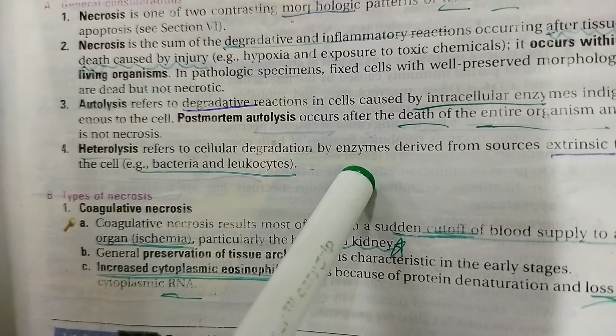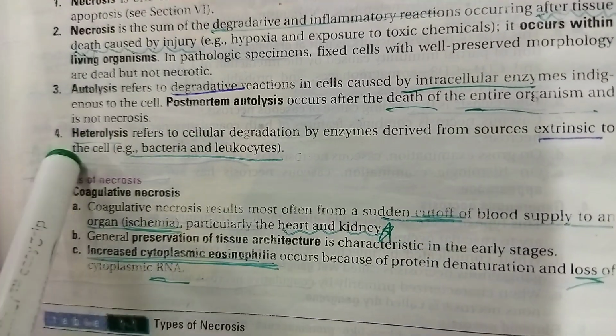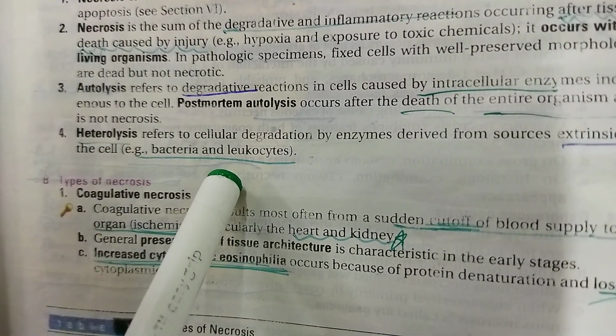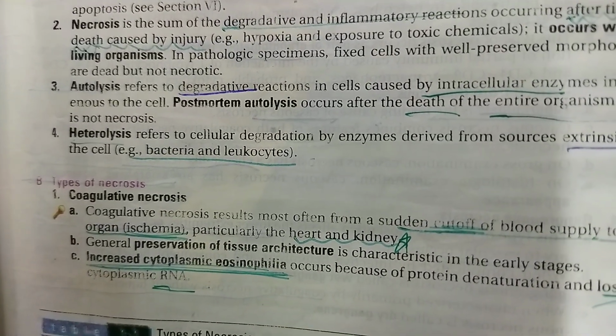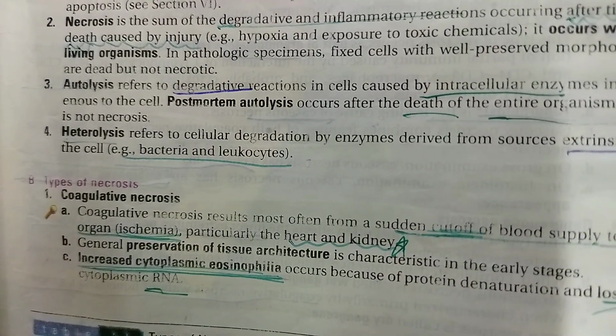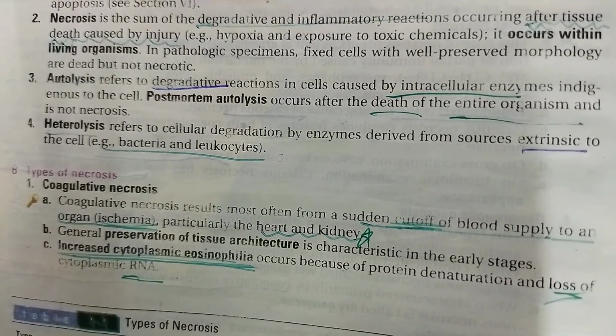Heterolysis refers to the cellular degradation by enzymes derived from sources extrinsic to the cell. For example, bacteria and leukocytes. Okay, what is heterolysis? Heterolysis refers to cellular degradation by enzymes derived from sources extrinsic to the cell. For example, bacteria and leukocytes.